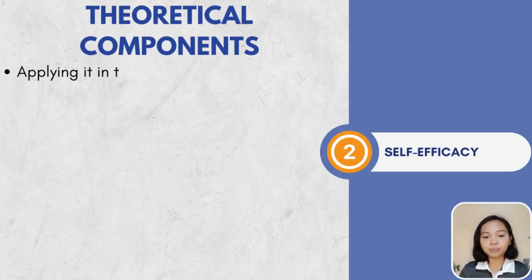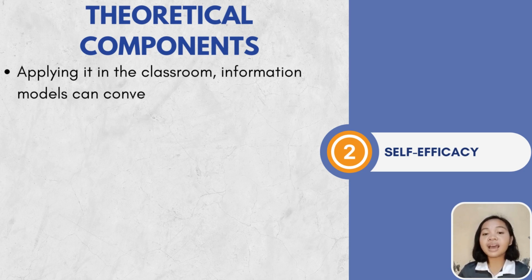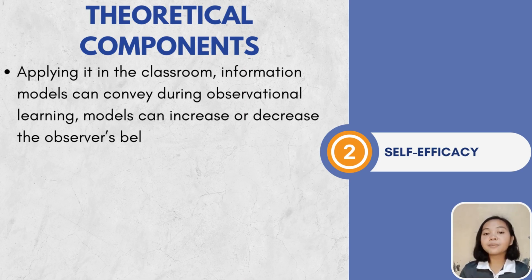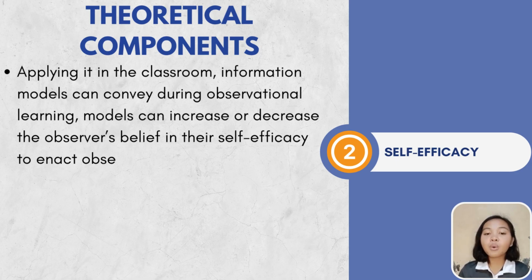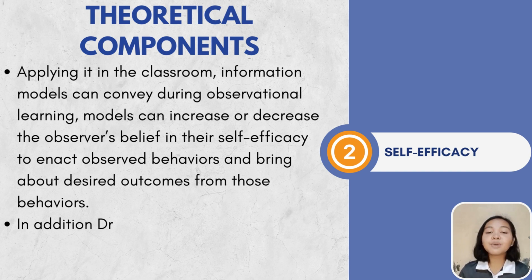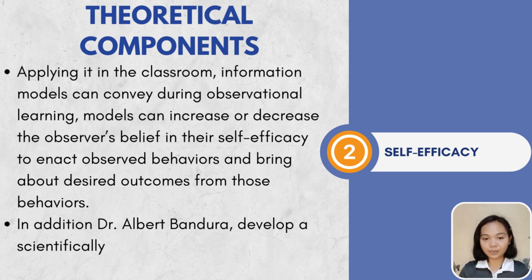Applying it in the classroom, information models can convey during observational learning. Models can increase or decrease the observer's belief in their self-efficacy to enact observed behavior and bring about desired outcomes from those behaviors. It's like when people see others like them succeed, they also believe they can be capable of succeeding. Thus, models are a source of motivation and inspiration.